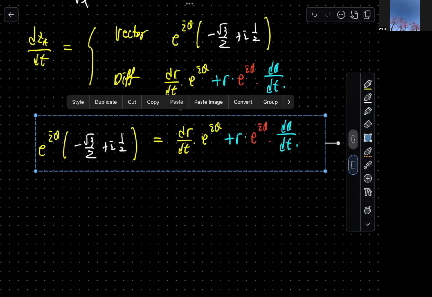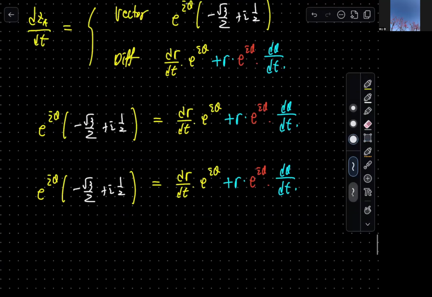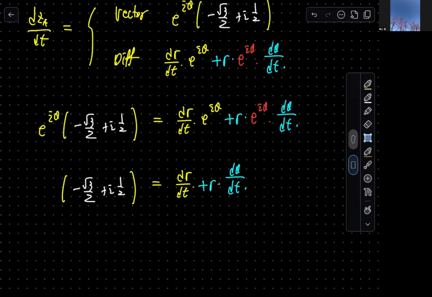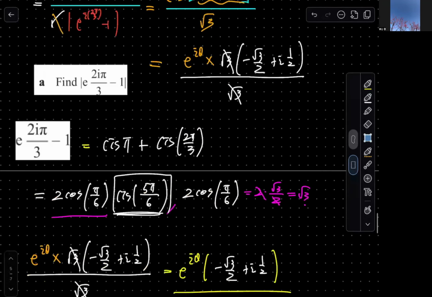As you can see, I do see a common factor. The common factor is e to the power of i theta, so I will get rid of it. That is great. What you want to do now is compare the real part as well as the imaginary part. So let's try to, where's the imaginary part?